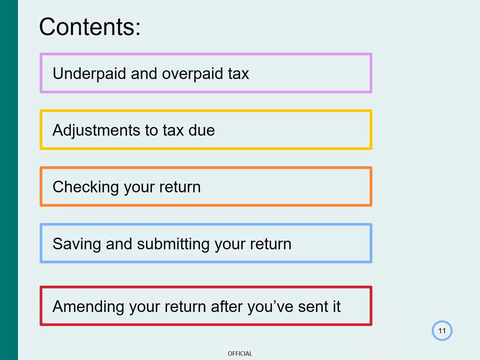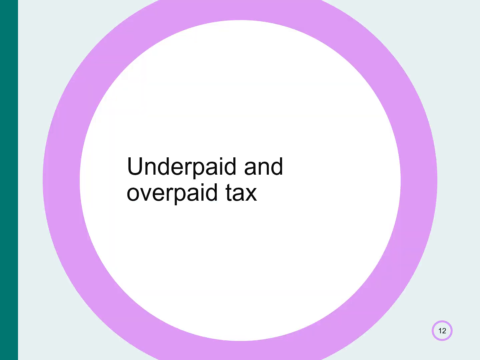In today's webinar, we'll look at underpaid and overpaid tax, adjustments to tax due, checking your return, saving and submitting your return, and amending your return after you've sent it. Once you've entered all your taxable income and claimed any tax relief you're entitled to, there are some sections which everyone is asked to complete. We'll start by looking at underpaid and overpaid tax.